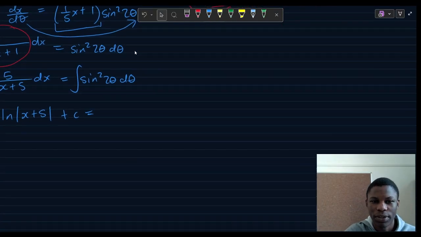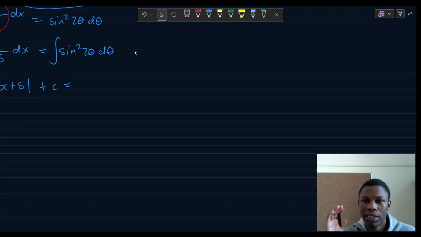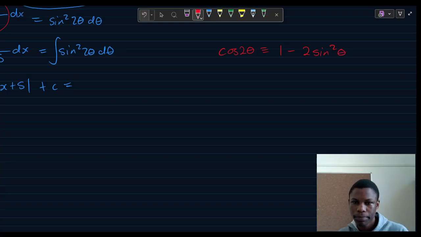And then we need to figure out how to integrate sine squared 2 theta. The way we're going to do that is we want to use double angle formulas. So we know that if we go to the MF19, cos 2 theta is identical to 1 minus 2 sine squared, not 2 theta, just a single theta. But obviously, this is not exactly what we need. I need to have a sine squared 2 theta.